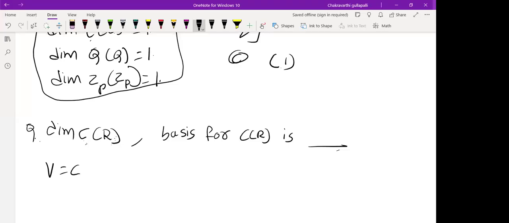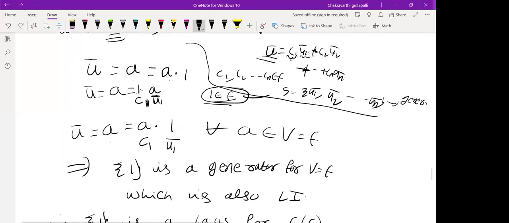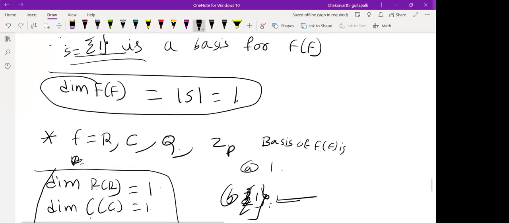So the vector space is C. Every element in this will be in which form? a plus ib, where a, b are real. What is the field here? R. Remember, scalars should belong to the field. When you are writing the vector as c1 u1 bar plus c2 u2 bar, a combination, the scalars must be there in F. And these vectors u1, u2, and so on should be fixed for every u bar belonging to V.